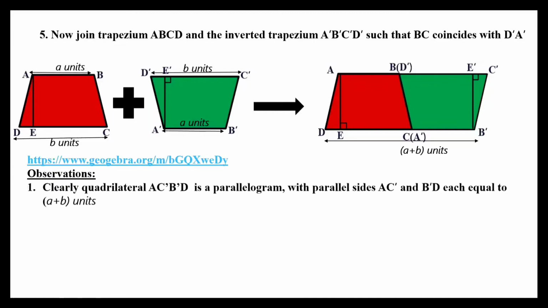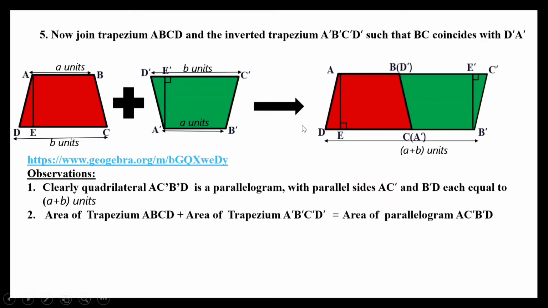I write the observations by joining the two trapeziums. The quadrilateral that has been formed is A dash, C dash, B dash, D, and it is a parallelogram with the parallel sides AC dash and B dash D, each equal to A plus B units. So a pair of opposite sides parallel and equal gives me a parallelogram. So A, C dash, B dash, D is a parallelogram. Next, what do I get? What is the area of this parallelogram? The area of this trapezium plus the area of the second trapezium is equal to the area of this parallelogram. So I'll write the same thing.